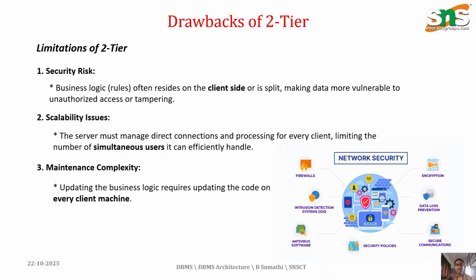The drawbacks of your two-tier architecture are: security risk. The business logic rules often reside on the client side or are split, making data more vulnerable to unauthorized access or tampering. Scalability issues. The server must manage direct connections and processing for every client, limiting the number of simultaneous users it can efficiently handle. Maintenance complexity. Updating the business logic requires updating the code on every client machine.